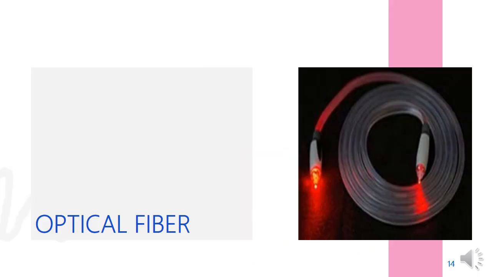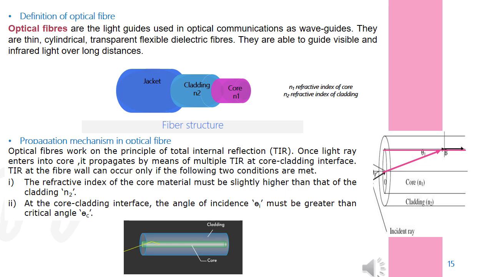In the next section, we will discuss the optical fiber. Optical fibers are known as light guides, used in communication as waveguides. They are thin, cylindrical, transparent, flexible, dielectric fibers. The structure of optical fiber consists of three layers: core, cladding, and jacket.